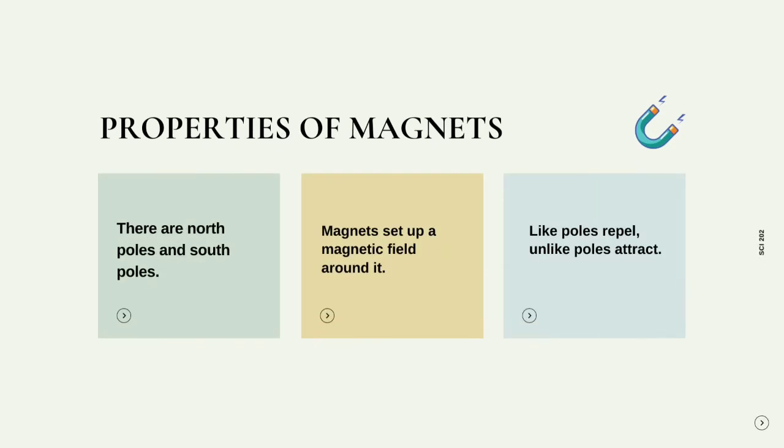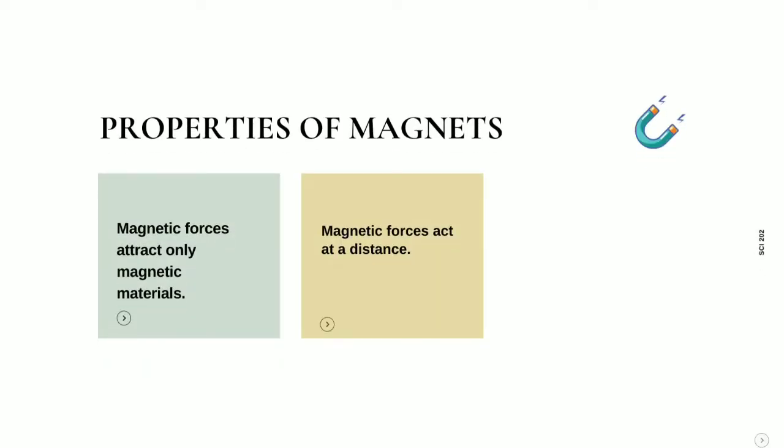Properties of magnets: there are north poles and south poles. Magnets set up a magnetic field around them. Like poles repel, unlike poles attract. Magnetic forces attract only magnetic materials. And magnetic forces act at a distance.